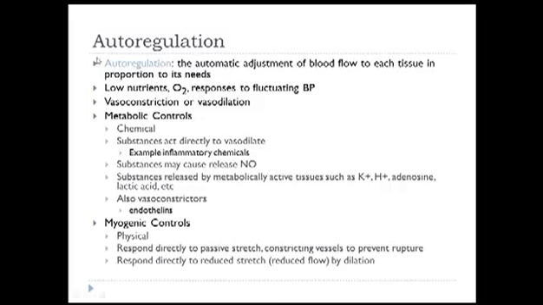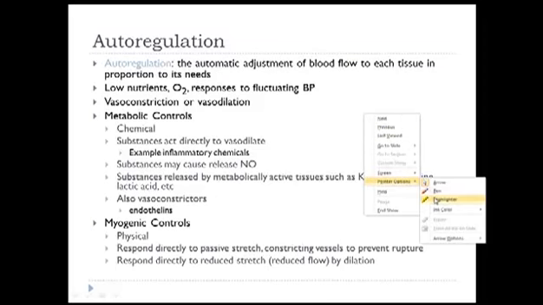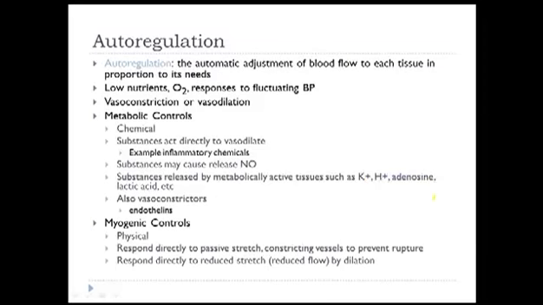Okay, so autoregulation. Autoregulation is going to be the automatic adjustment of blood flow to each tissue in proportion to its needs. This kind of makes sense, right? If I just eat a large meal and I am sitting down on the couch relaxing, I'm going to have increased blood flow to my gut. Why? So I can help break down this stuff and I can help absorb all the nutrients that I just took in.